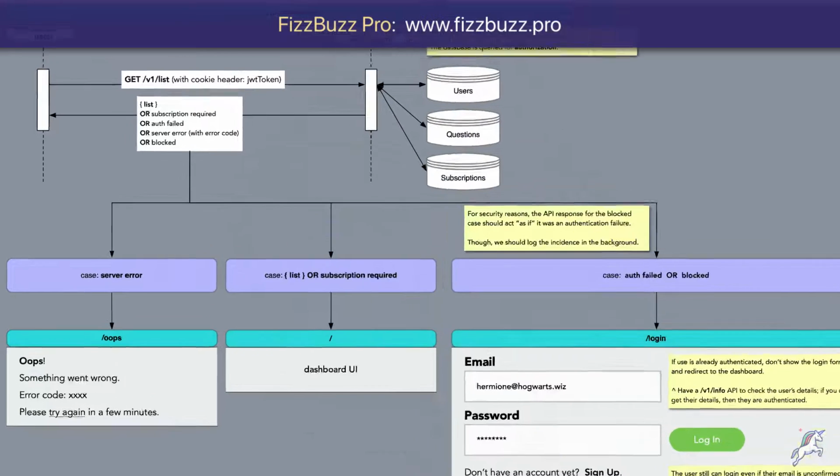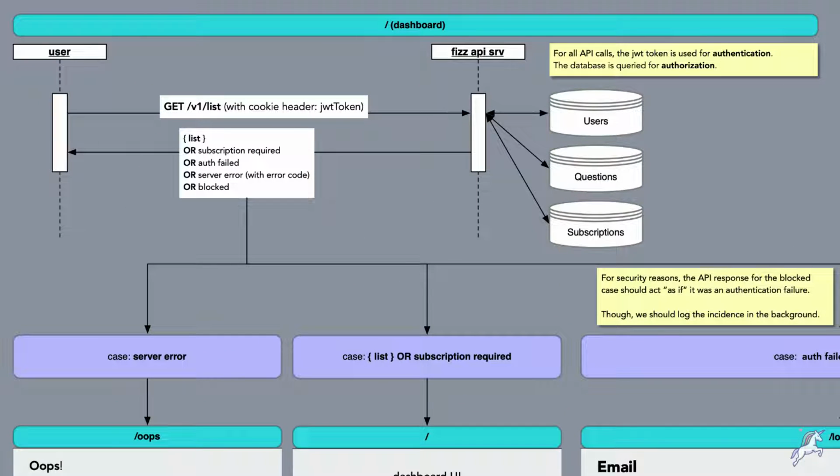And in this video, I will assume that we only have this v1/list API endpoint to get those questions and list them. And of course, there will be other API endpoints in the actual production application, but this v1/list API is representative enough for the purposes of this video, so I'll stick with it for the time being.